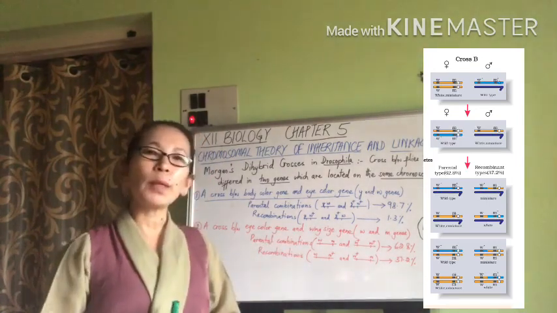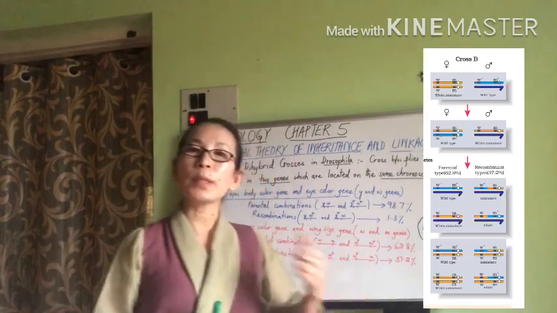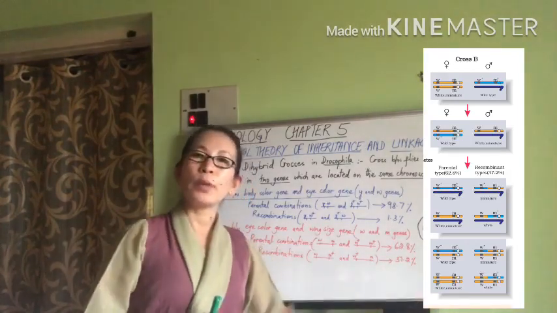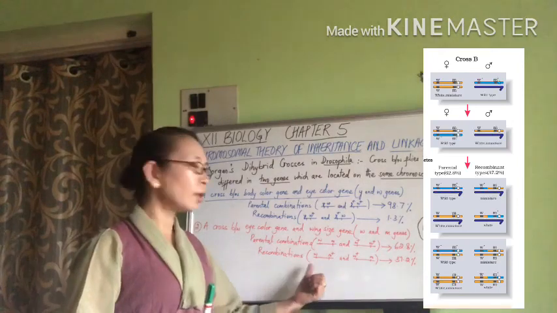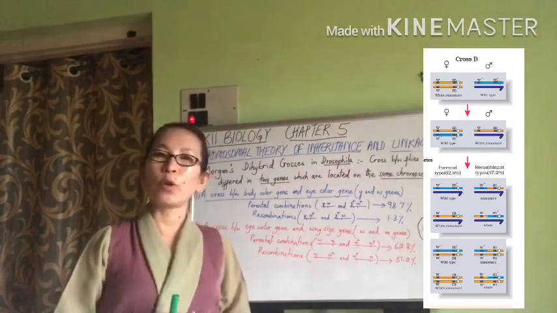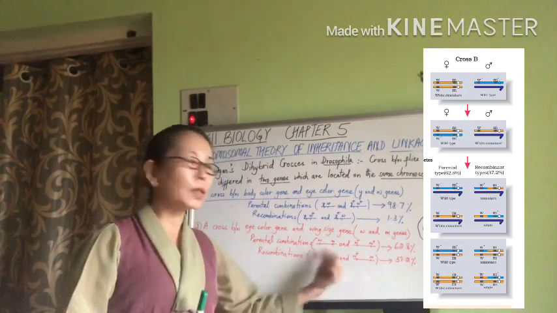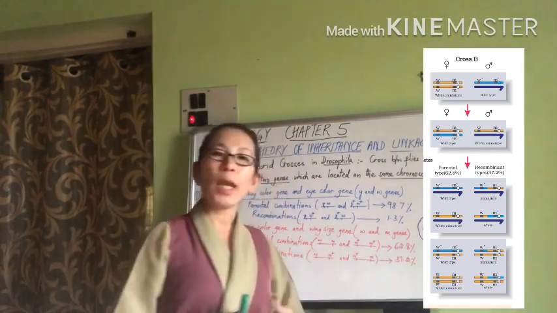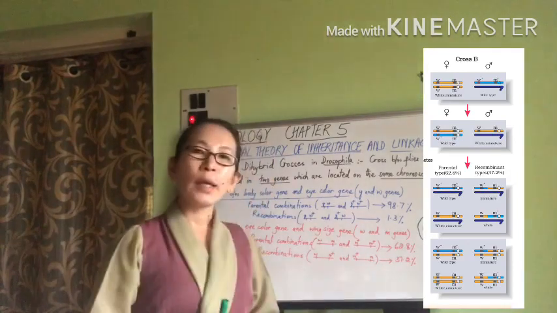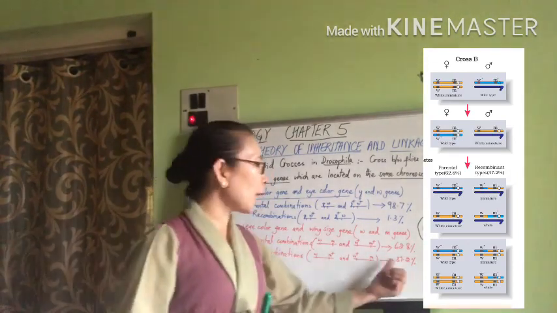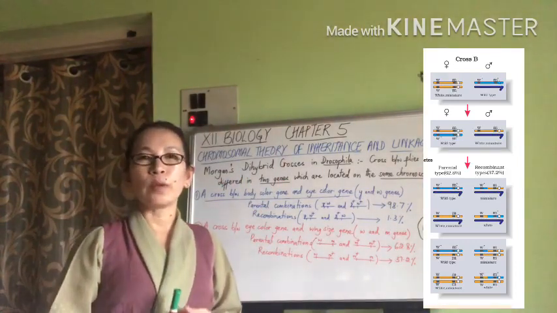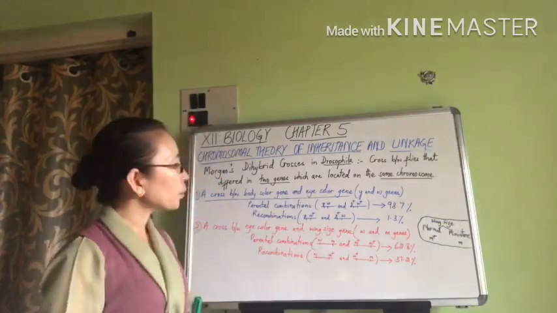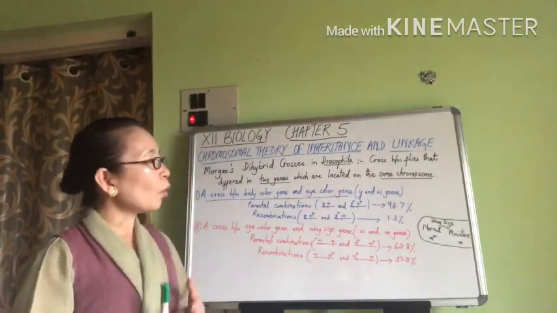So such type of parental combinations appeared in 62.8% of the flies. Whereas 37.2% of the F2 flies showed recombinations. So the recombinations were W M plus type of combination, where W is for white eye and M plus is for normal wing. And he also had recombinations that showed W plus and M combination, which is the red eye color and miniature wing size. And that appeared in 37.2% of F2 generation.